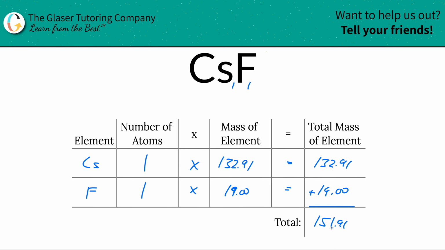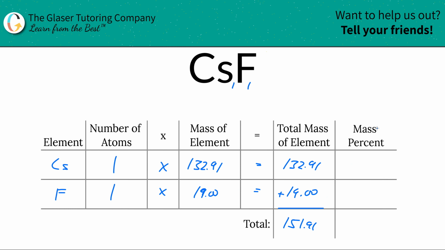Now that we know the total mass, we can easily find the percents. To help us do that, I'm going to add one more column to the table. So to find the mass percent of cesium, what we're going to do is take the total mass of that cesium divided by the total mass of the entire compound, then multiply it by 100. That's a simple percent calculation. So this is 151.91 on the bottom times 100. Part over whole times 100.